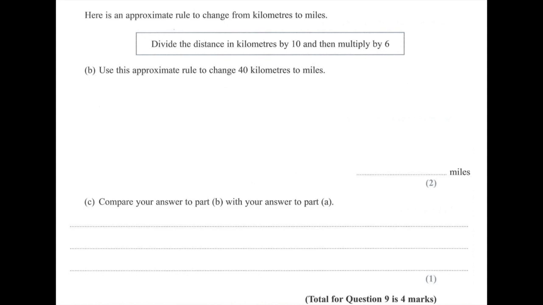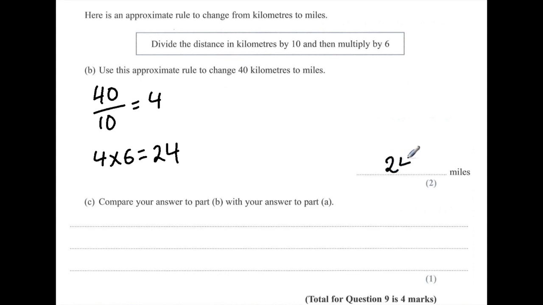Use this approximate rule to change 40 kilometers to miles. So the first thing we need to do is to divide 40 kilometers by 10, as it says in the question. Divide the distance in kilometers by 10. So 40 kilometers divided by 10 equals 4. We then need to multiply it by 6. So 4 times 6 equals 24 miles. So the answer is 24 miles.